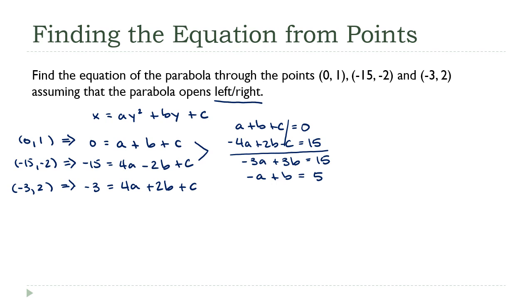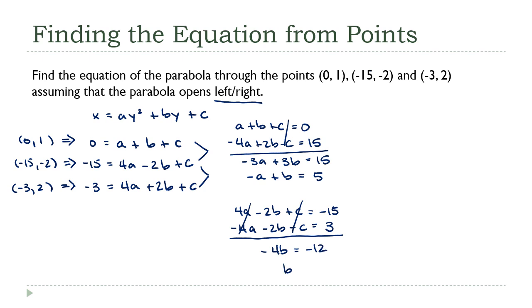Okay, so now let's combine the second and third ones together. I'm going to leave the first one alone. 4a minus 2b plus c equals negative 15. And we'll subtract the second one: minus 4a minus 2b minus c equals positive 3. And look, we got lucky on this one. The a's and the c's are both going to cancel. We get minus 4b equals minus 12. So b equals 3. We did kind of get lucky, or maybe not as lucky as the first one, but that was still kind of nice.